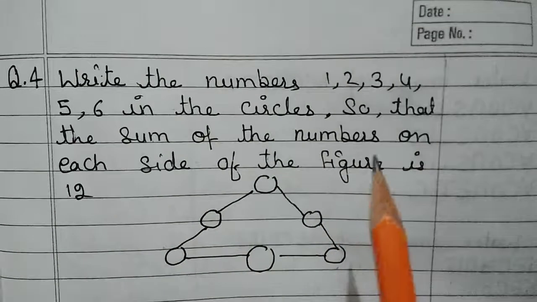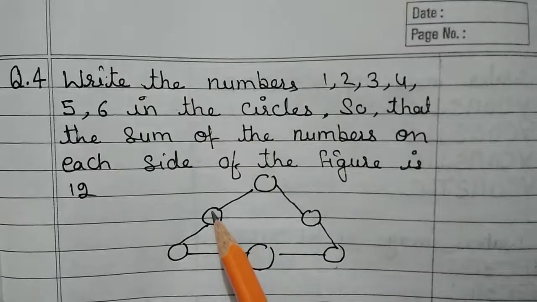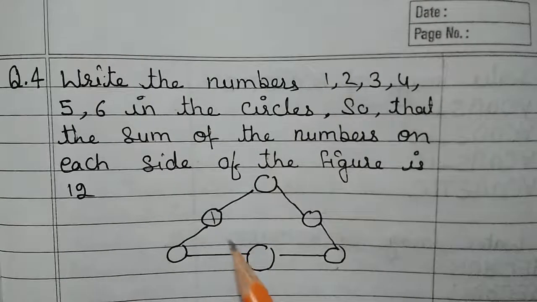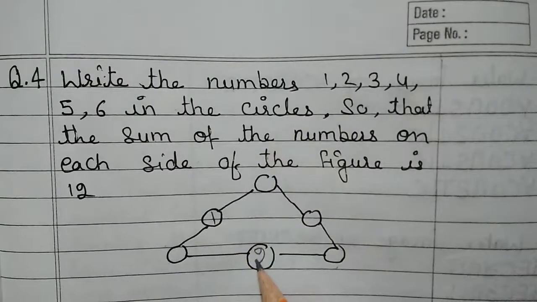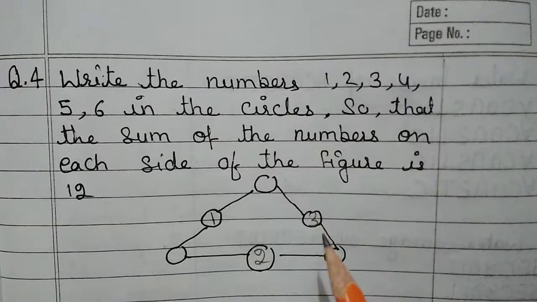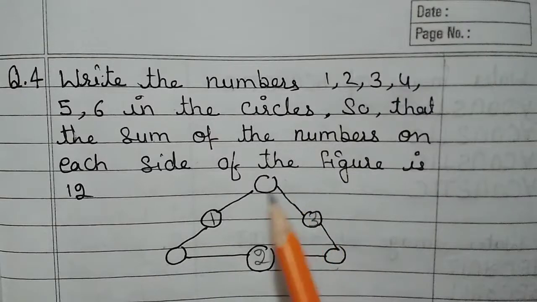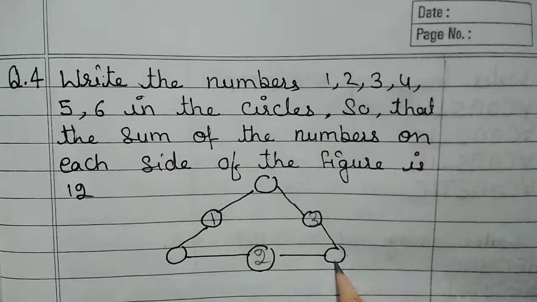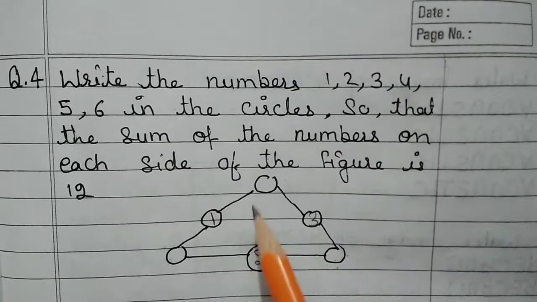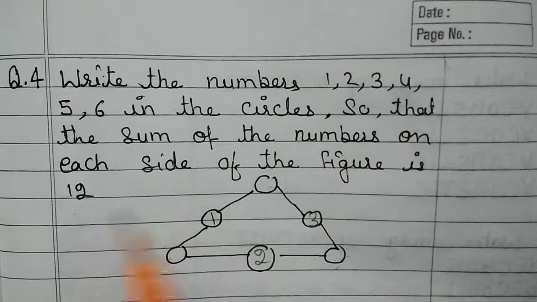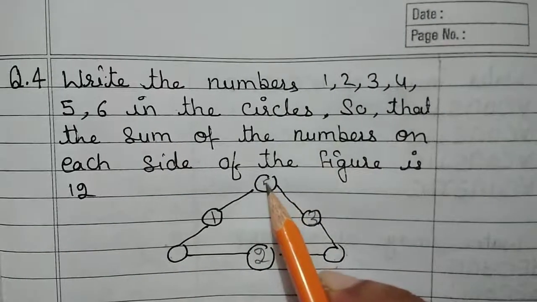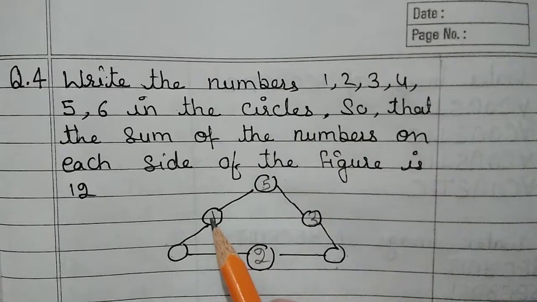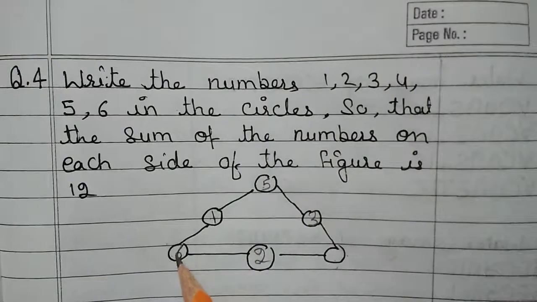Now, if I place 1 here, 2 here and 3 here, then try to fill the remaining numbers in the 3 places, so that the sum must be 12. So if I place 5 here, then 5 plus 1, 6. We need 6 more to get the sum 12.